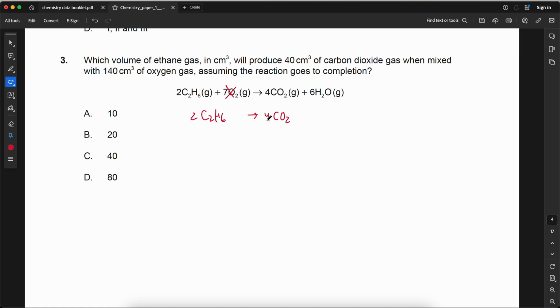Based on Avogadro's law, volume of gas is directly proportional to number of mole of gas. Therefore, we can use mole ratio to calculate this. So 2/4 times 40 centimeter cube. Then you will get 20 centimeter cube.